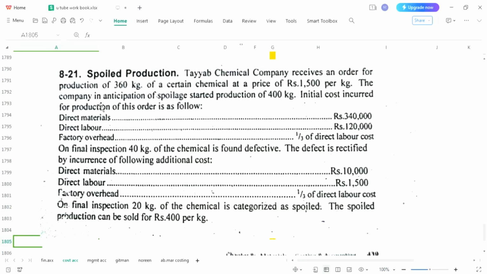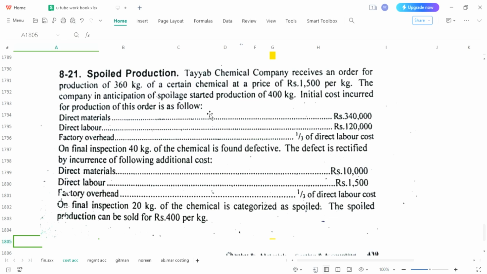Hey guys, hopefully everyone is doing well. Today's target is to solve question number 8.21. Though this heading is not rightly presenting the question, I would like to share a very important factor. Either we have solved a question associated with spoiled products, or we have solved the question according to defective production.